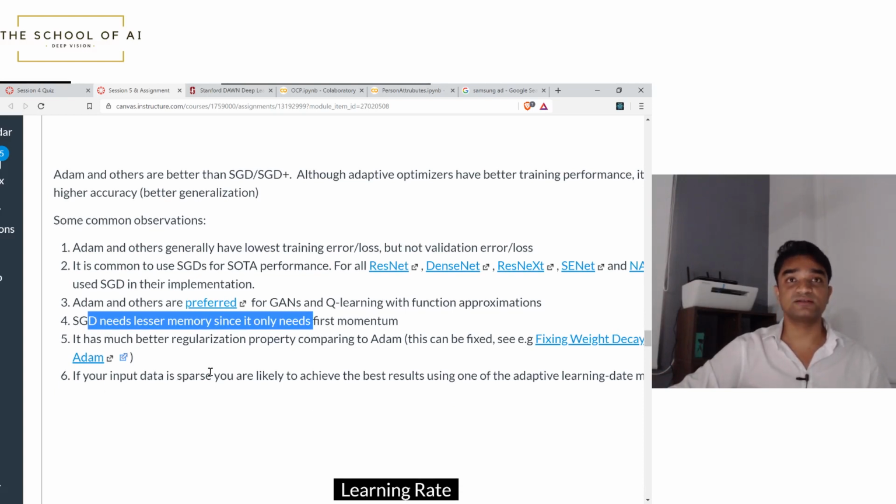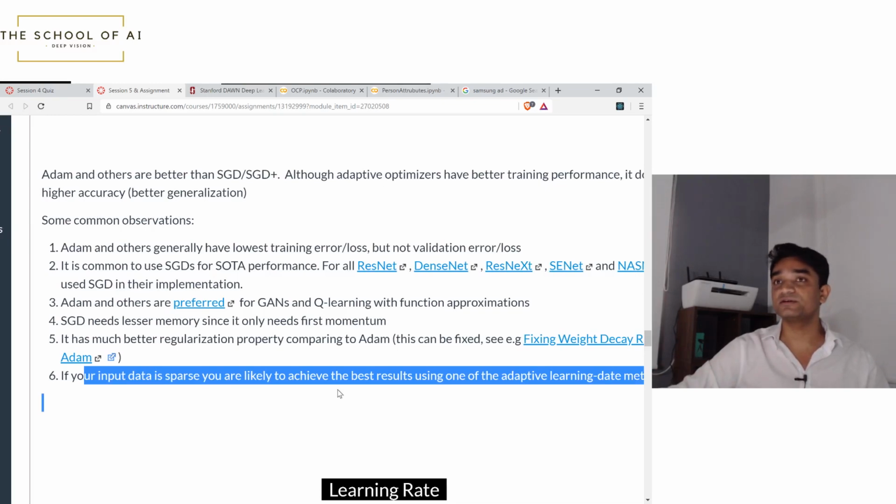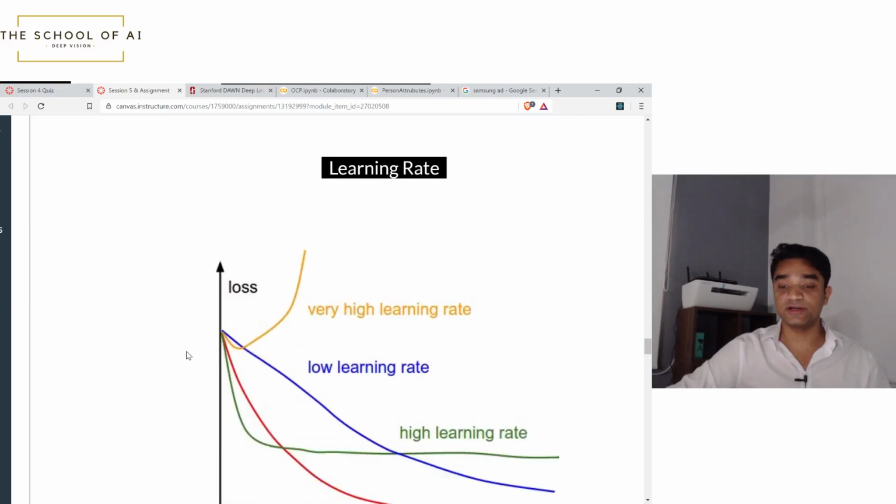If your data is sparse, let's say you have 100 images per class, you are going to use Adam. You are not going to use SGD. SGD works when you have good enough data for the model to train on. But if your data is sparse, you're going to still go with Adam. These are quantitative results, and these are important to know. Is the part clear? Okay, now let's go to learning rate, and we know about learning rate.